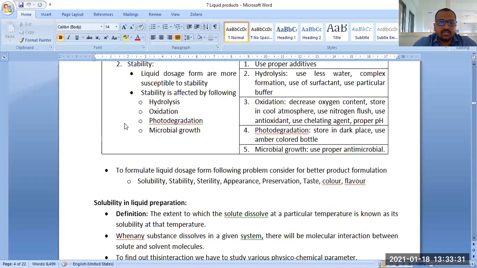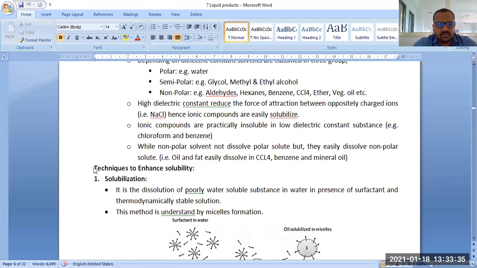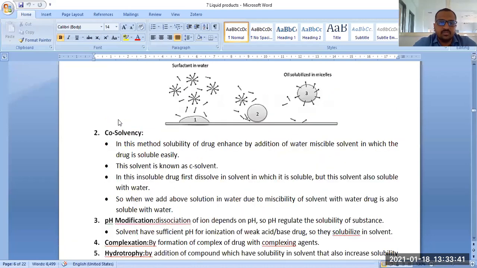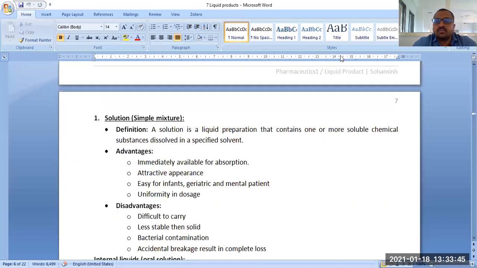So these are some ingredients, and then we also discussed techniques to enhance solubility: solubilization technique, pH modification, co-solvency. This is already covered. So up to this, we covered the basics of pharmaceutical excipients which are used in a monophasic liquid preparation. Okay, now we start with the monophasic liquid preparation.